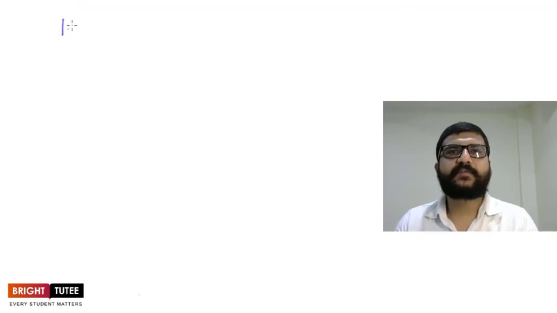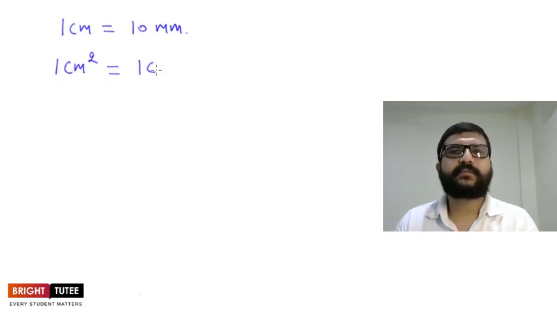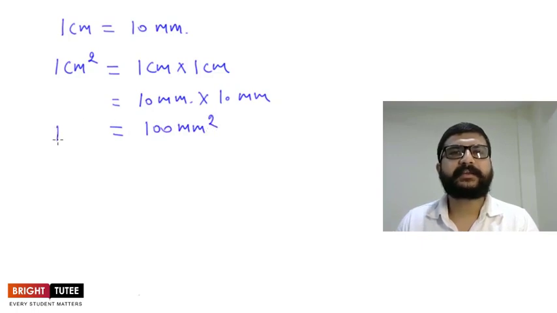Now as we know, 1 centimeter is equal to 10 millimeters. Now what can we say about 1 square centimeter? 1 square centimeter means it is equal to 1 centimeter into 1 centimeter, and we know 1 centimeter is equal to 10 millimeters, so this will be equal to 10 millimeters into 10 millimeters. Now from here we will get 100 square millimeters. So therefore we get 1 square centimeter is equal to 100 square millimeters.